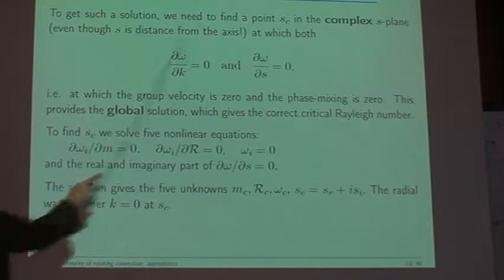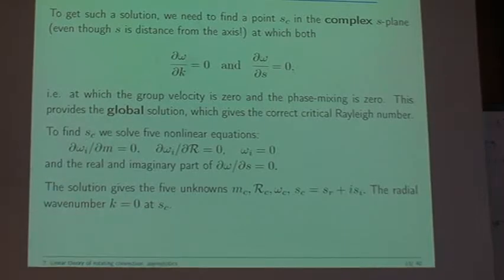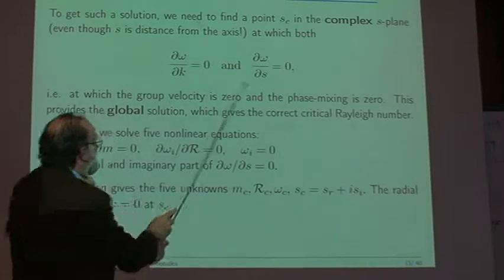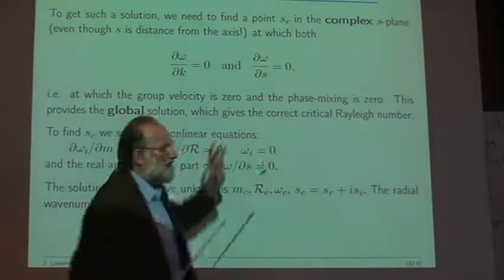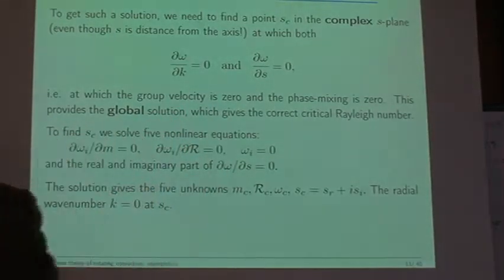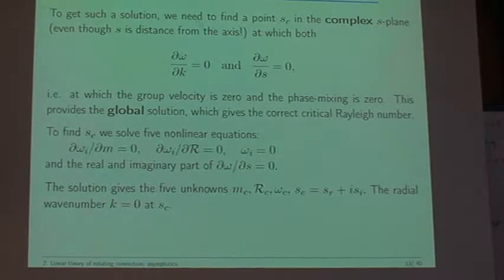You've got these two equations here from the dispersion relation, and it's this one here which causes all the difficulty, because in the local theory that one turns out not to be 0. If you just do local theory and calculate d omega by ds, it turns out it's 0. And yet you've got to make it 0.